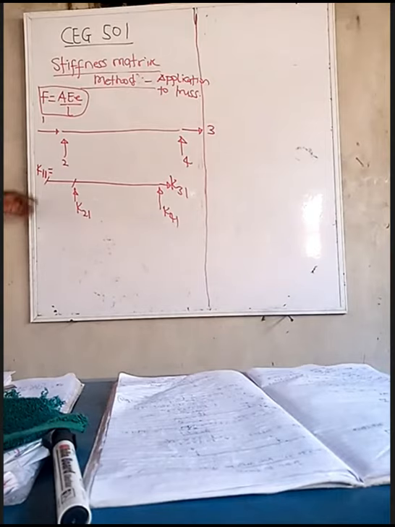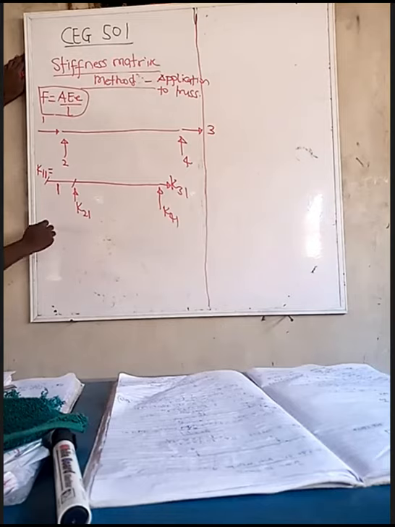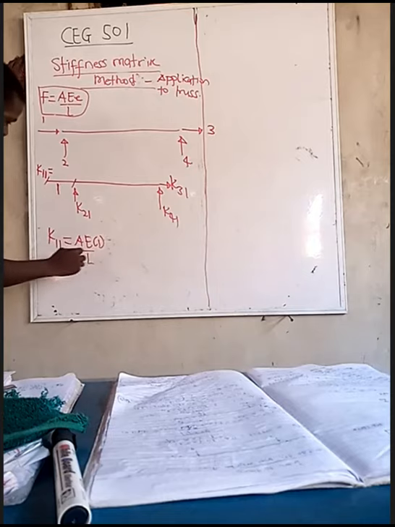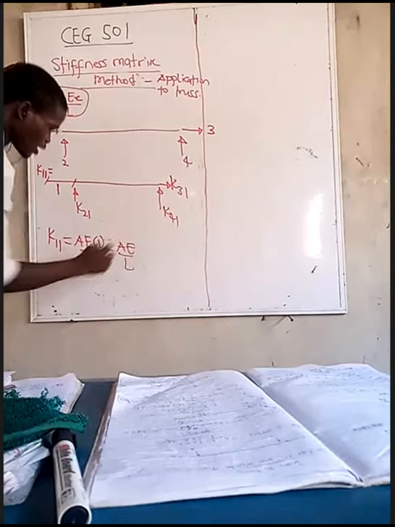So that you can save time. K21. So what will happen here? This is one. If we replace E with 1, that means K11 will be equal to AE times 1 over L. That's what? AE over L.